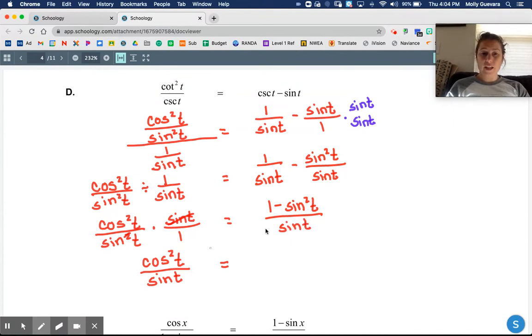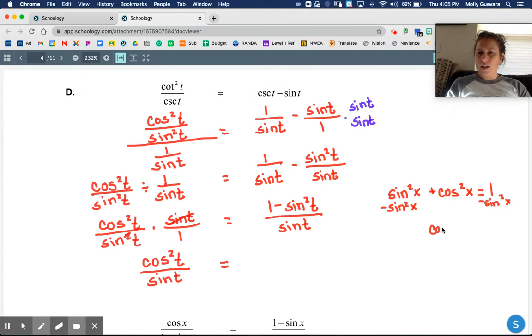Okay, I'm really close. These two look really similar. It's one term. They both have sine of t on the bottom, but one has cosine squared and one has 1 minus sine squared of t. Well, if we go back to that Pythagorean identity, sine squared plus cosine squared equals 1, and I subtract sine squared, I get cosine squared is equal to 1 minus sine squared.